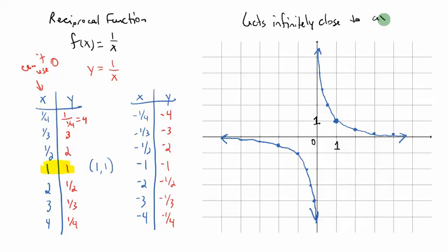Gets infinitely close to the axes. Axes is plural for axis, so gets infinitely close to both axes, but never touches. And that is the graph of the basic reciprocal function f of x equals 1 over x.